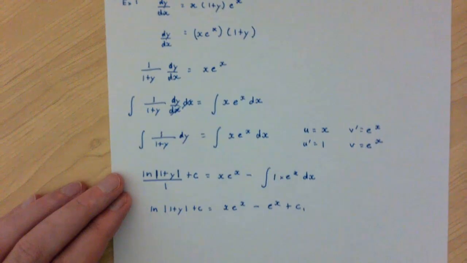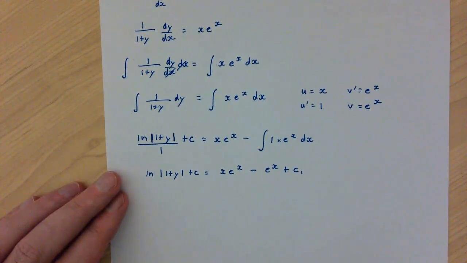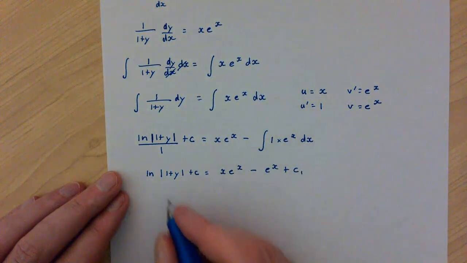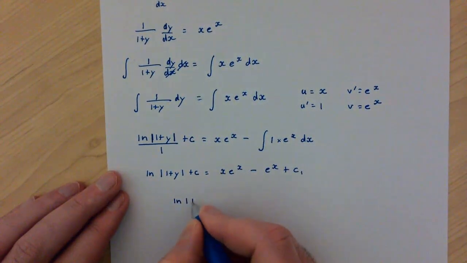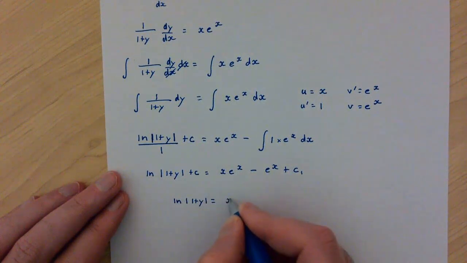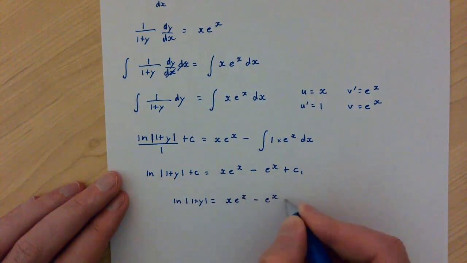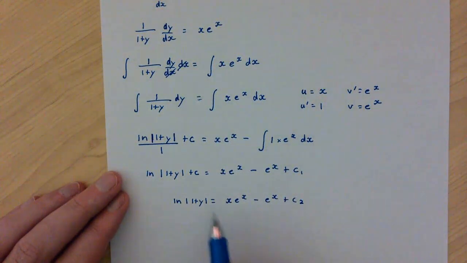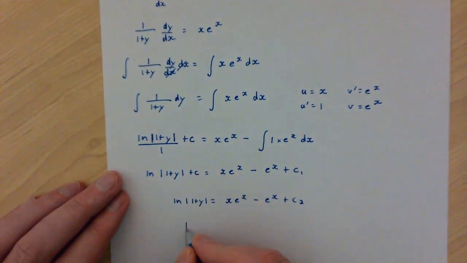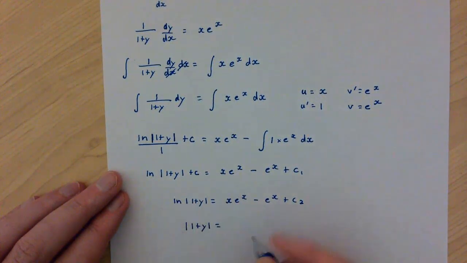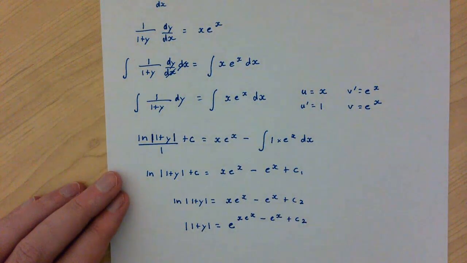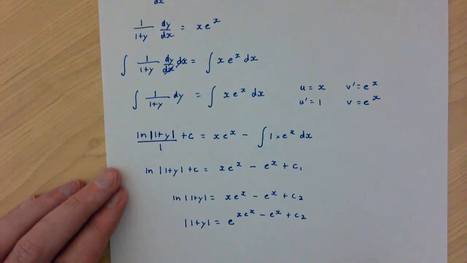And then the final thing to do is to rearrange this in terms of y, because we want to find what y is. So it's a little bit of work involved, but if I move the c's to one side, I'll have ln of the modulus of 1 plus y is x e to the power of x minus e to the power of x plus c2. And then I'm going to have to raise both sides to e. So I'm going to have the modulus of 1 plus y is equal to e to the power of (x e to the power of x minus e to the power of x plus c2). Now, we've got our constant here.